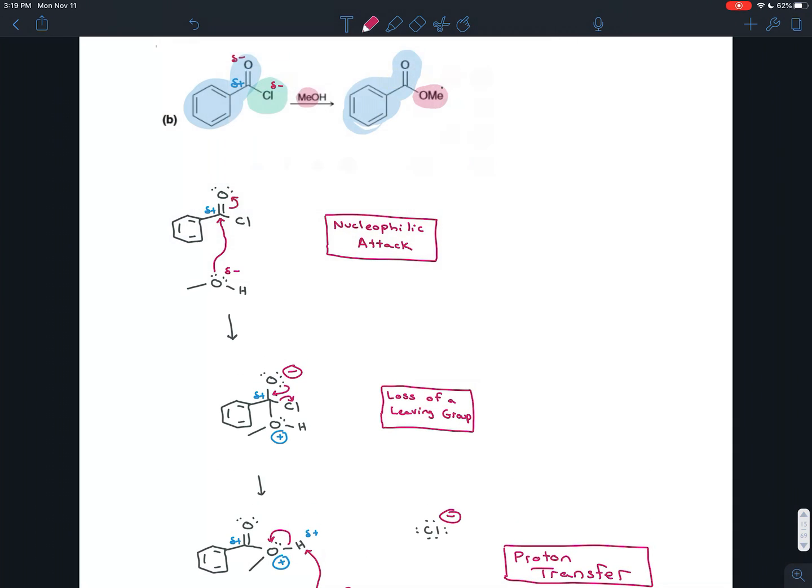We took an acid chloride, we treated it with an alcohol, and we got an ester.